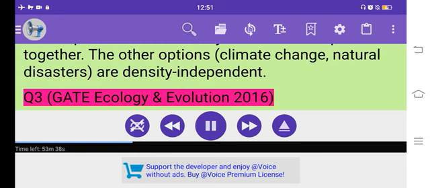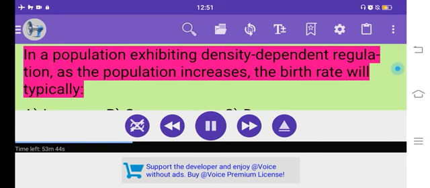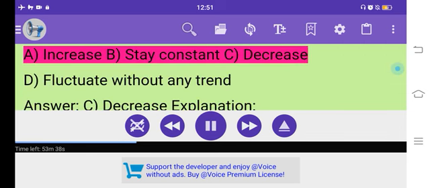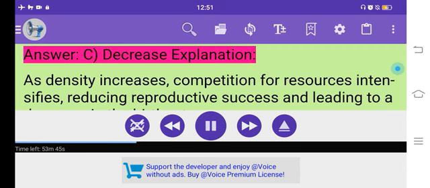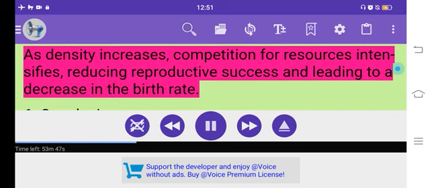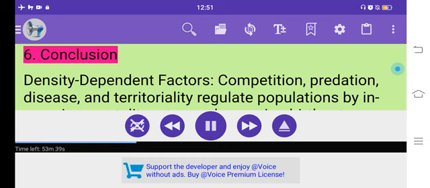Q3 GATE Ecology and Evolution 2016. In a population exhibiting density-dependent regulation, as the population increases, the birth rate will typically A. Increase. B. Stay constant. C. Decrease. D. Fluctuate without any trend. Answer: C. Decrease. Explanation. As density increases, competition for resources intensifies, reducing reproductive success and leading to a decrease in the birth rate. 6. Conclusion.